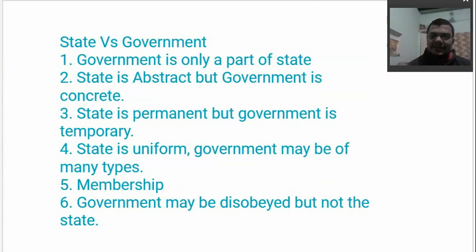So do revise this, make sure that you revise it, do a revision and you will understand it better.